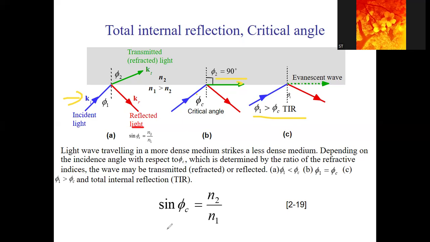How do you calculate the value of the critical angle? Sine phi c is equal to n2 by n1. Here n2 and n1 are the refractive indices of medium 2 and medium 1. So this is all about total internal reflection. In this we have covered the law of refraction, total internal reflection, the meaning of critical angle and its importance, and how to calculate the refractive index of any material.